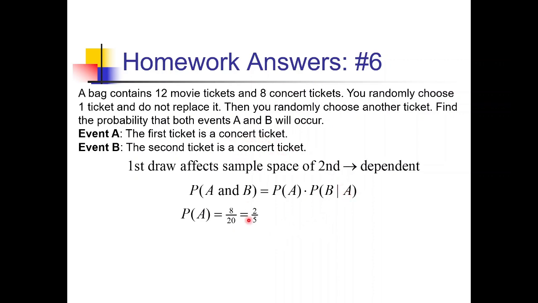We already got one. So that means out of those 8, there are 7 left, and there's 19 overall tickets to choose from. And we can't really reduce that at all. So multiplying these together, 2/5 times 7/19, that's going to be 14 over, I believe, 95, which can't be reduced, so that's as good as it gets.